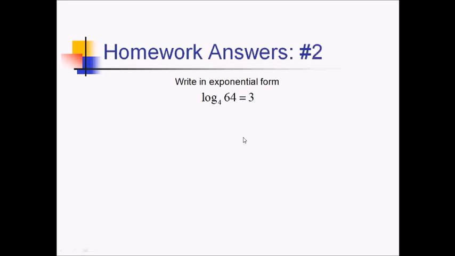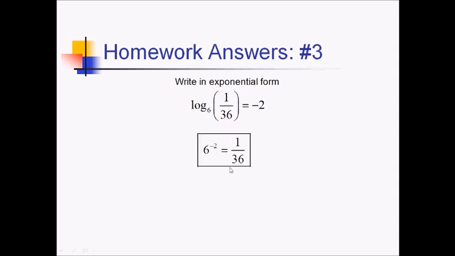For number 2, we're putting this into exponential form. Using the same base, we've got 4 to the third equals 64. For number 3, they want us to write this in exponential form. So we've got 6 to the negative 2 equals 1 over 36.